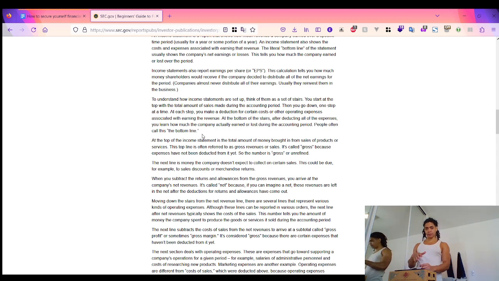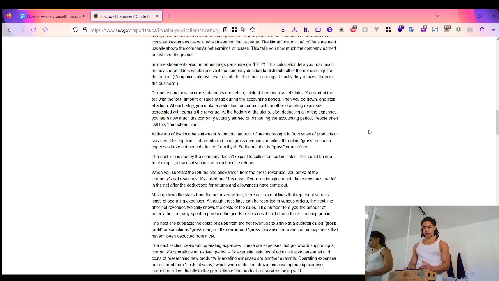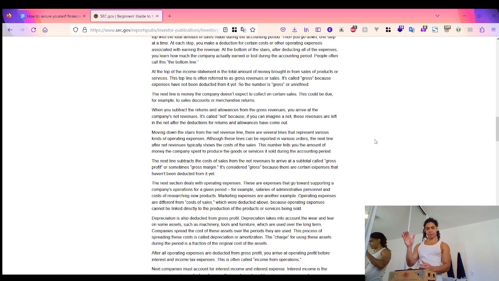And at the bottom of the stairs, the bottom line shows you if a company is actually making money or not, right? So they call that the bottom line. So now let's look at each step of those stairs, or the most common steps on those stairs.